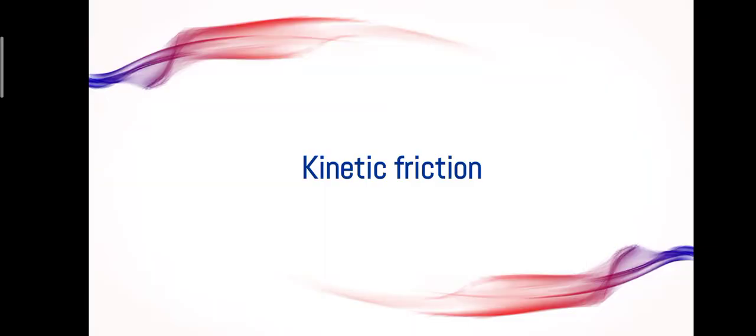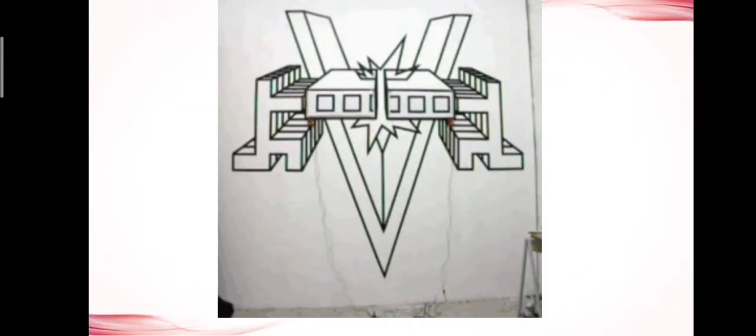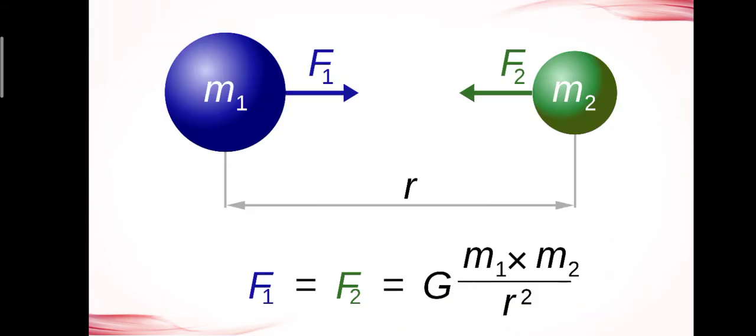And we have kinetic friction. Kinetic friction is defined as the force that acts between moving surfaces. A body moving on a surface experiences a force in the opposite direction of its movement. The magnitude of the force will depend on the coefficient of kinetic friction between the two materials. And here is the formula, where F stands for force and μ stands for coefficient of friction.